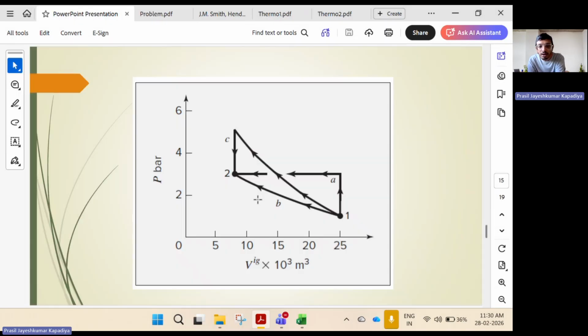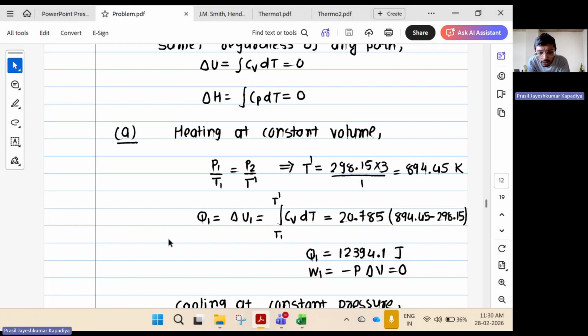Okay. So when I am dealing with heating at constant volume, my Q1 for this particular step 1 to 1A is nothing but CV dT. Q1 is equal to delta U is equal to integral from T1 to T prime of CV dT. My CV is 20.787, and delta T is final temperature 894.45 minus initial temperature 298.15. So I get Q1 is equal to 12394.1 joules.